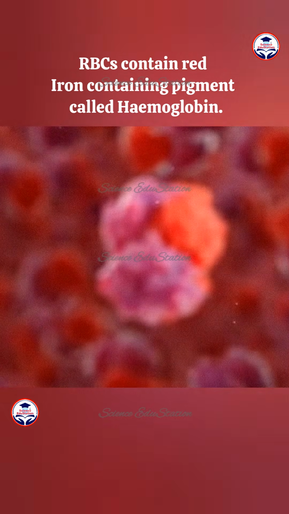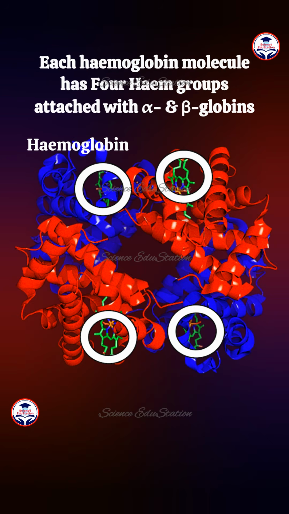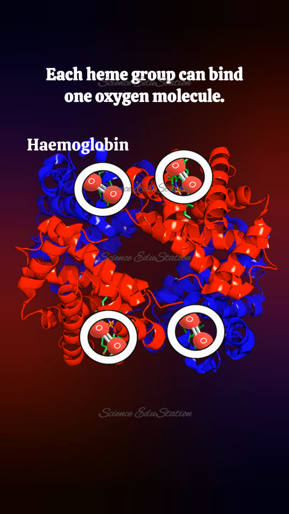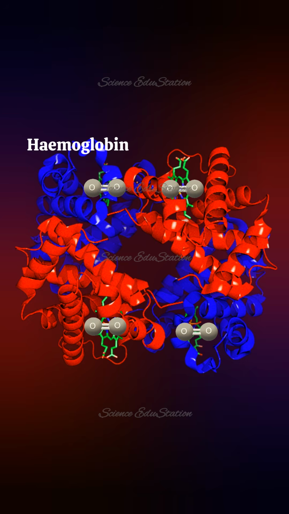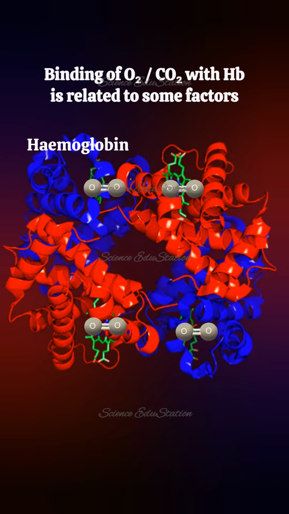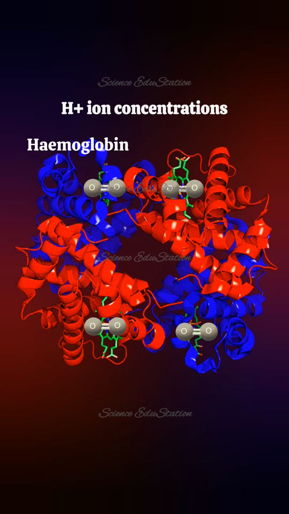RBCs contain a red iron-containing pigment called hemoglobin. Each hemoglobin molecule has 4 heme groups. Each heme can bind one oxygen molecule, so one hemoglobin can carry 4 molecules of oxygen. But this binding is not random. It depends on 4 factors: partial pressure of oxygen, partial pressure of CO2, hydrogen ion concentration, and temperature.